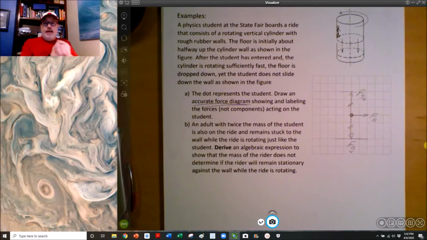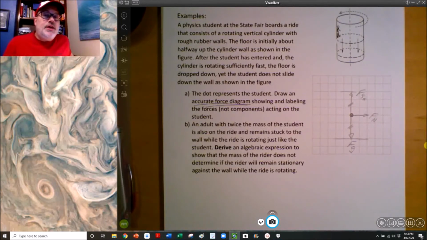Now, an adult with twice the mass of the student is also on the ride. They remain stuck to the wall while the ride is rotating just like the student. Derive an algebraic expression to show that the mass of the rider does not determine if the rider will remain stationary against the wall while the ride is rotating.